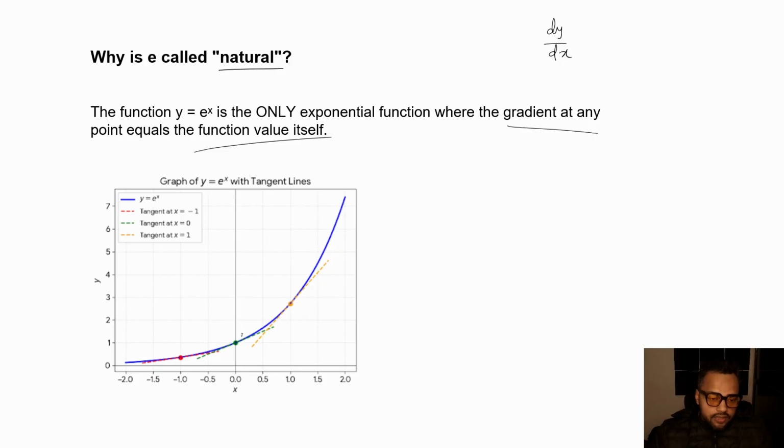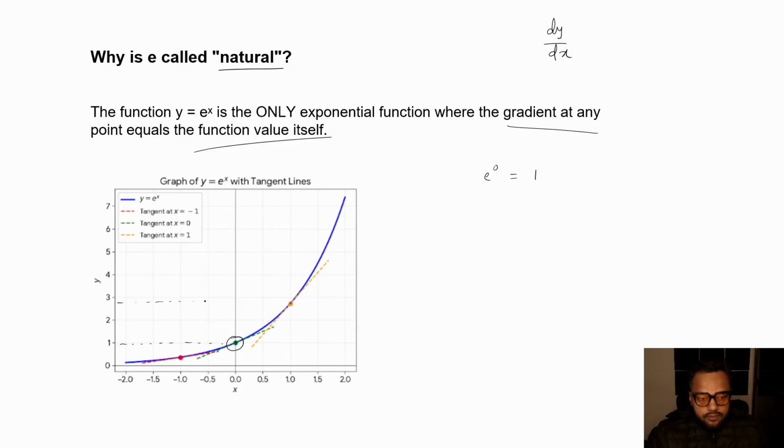For example, at x equals 0, you can see that the value here will be 1. So the gradient at x equals 0 is e raised to the power 0, that is 1. I will not go into detail on this slope part, but you can see that at the 0 point the value is 1. Similarly at 1, what is the value?